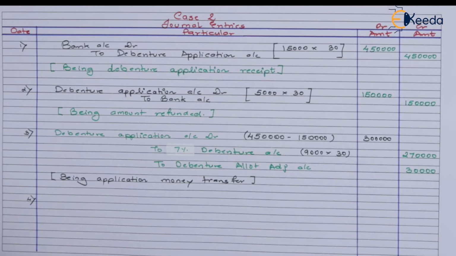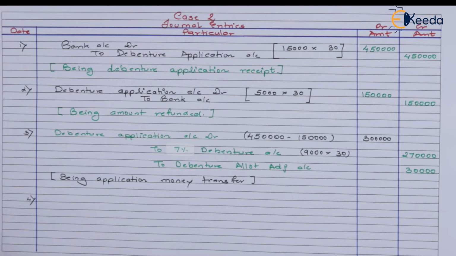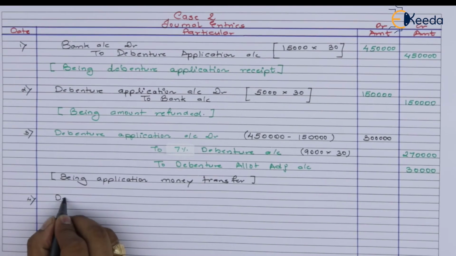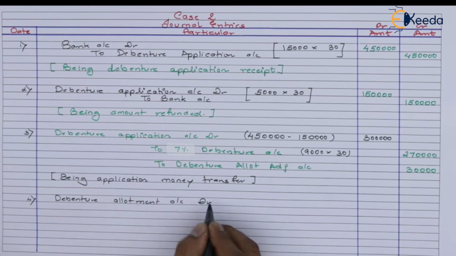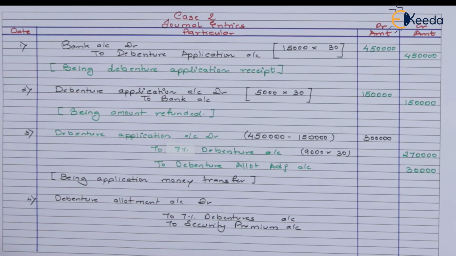Now, the next entry will refer to allotment due. As this is a premium question, that means there is a premium in the question, so securities premium will be credited here. Now, on allotment, the company is taking 50 rupees, which includes a premium of 10 rupees as well. That means 40 rupees is the capital, 10 rupees is the premium. Accordingly, we have to multiply and figure out the values here.